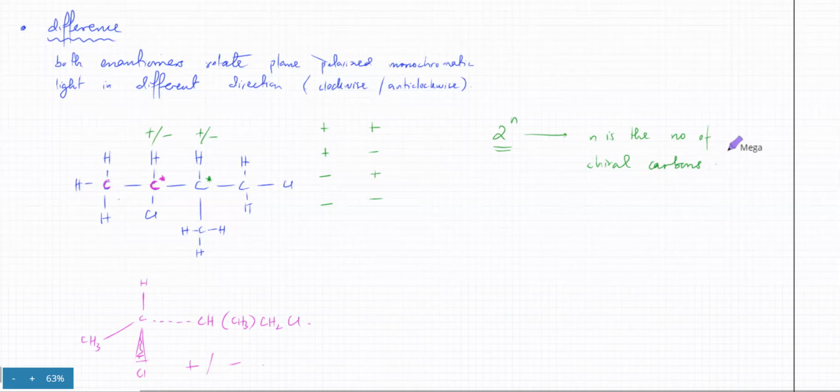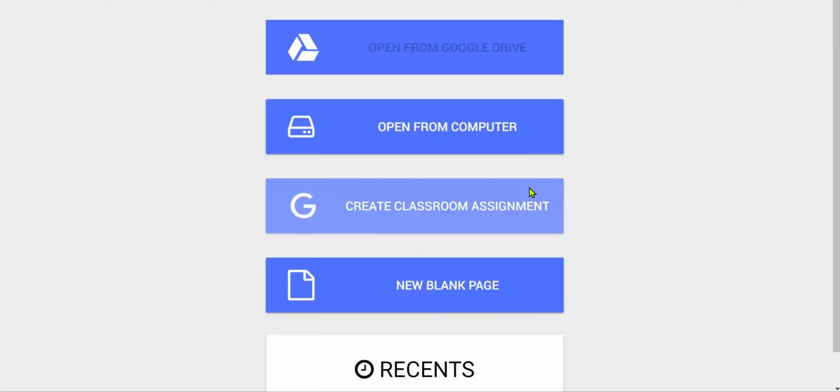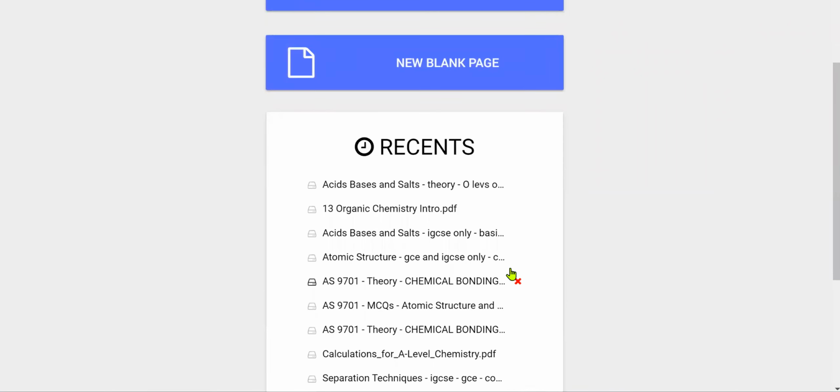So now we're going to move towards the worksheet. Just a second. I think I sent you the worksheet as well in the group. Maybe it was this one.